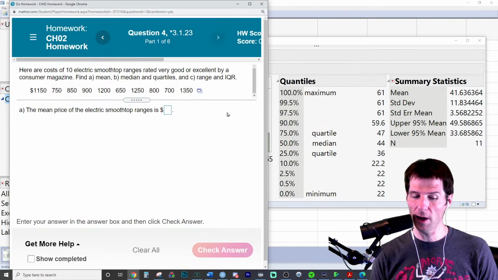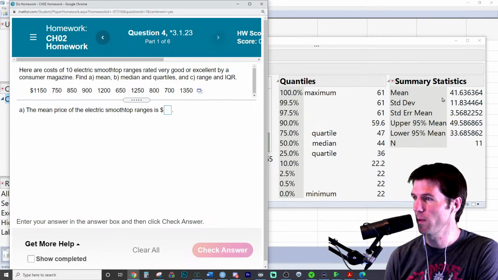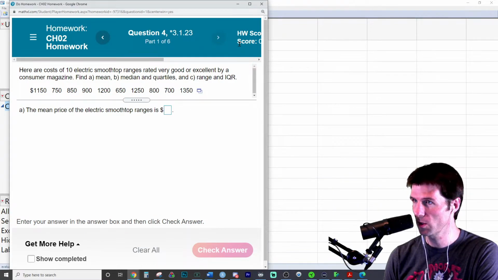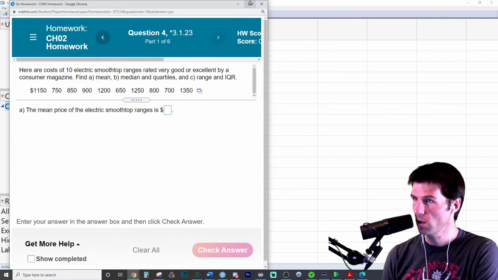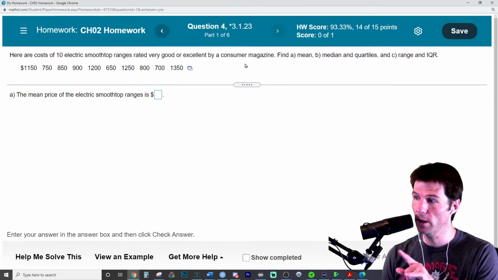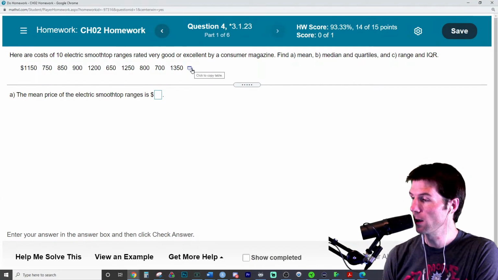Now this problem is deceptively harder because for some reason JMP calculates numbers a little bit differently. Let's go ahead and do it the same way, but make sure we get it right. We're going to go right here and copy the numbers.